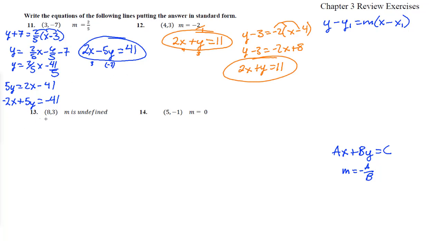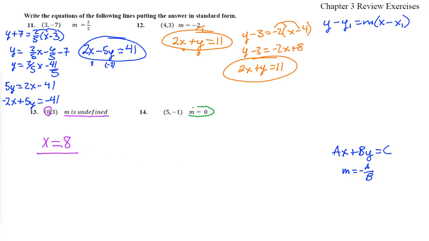These ones are going to be a little bit easier. M is undefined. That means its form of the equation, standard or otherwise, is x equals a number. So in this case, x has to equal, well, that x value right there. That's the only line that's vertical that will go through 8, 3. We're done.